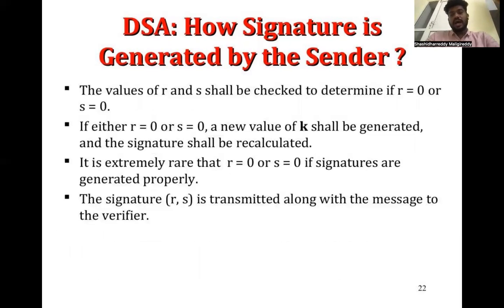Generally, the R value can't be 0 if signatures are properly generated. It's extremely rare that R equals 0 or S equals 0. If either R equals 0 or S equals 0, a new value of K will be generated, and the signature should be recalculated. The signature R, S is transmitted along with the message to the verifier.